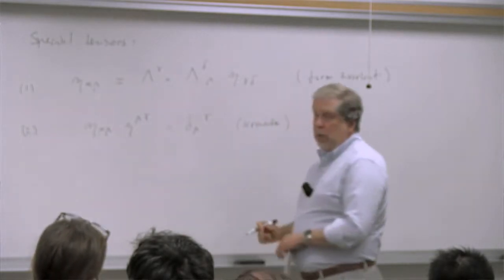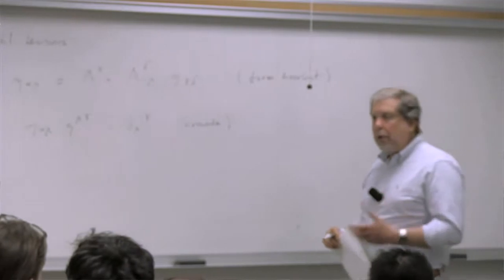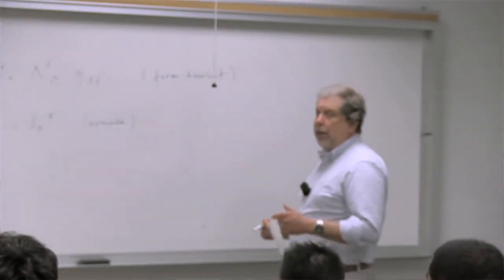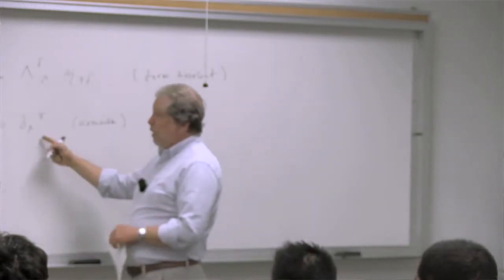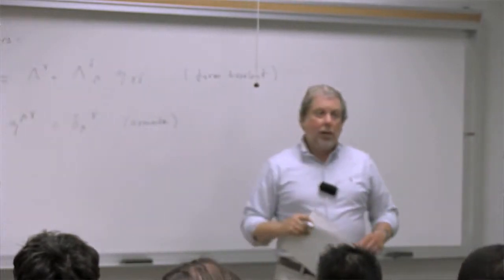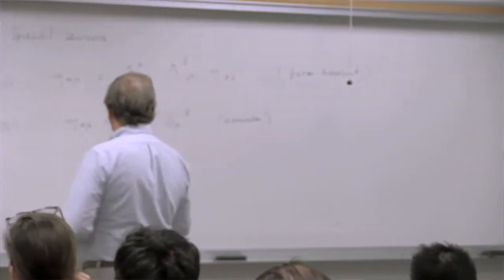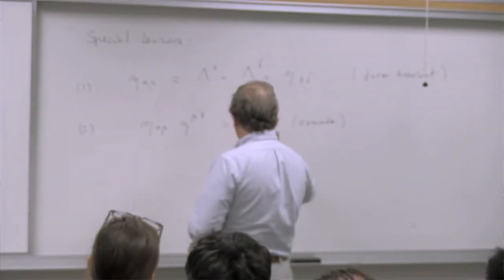Right, is the Kronecker symbol. So the Kronecker symbol is another example of a tensor that, first of all, is a genuine tensor. Secondly, it is a mixed tensor because it has one index upstairs and one index downstairs. And thirdly, it is form invariant.